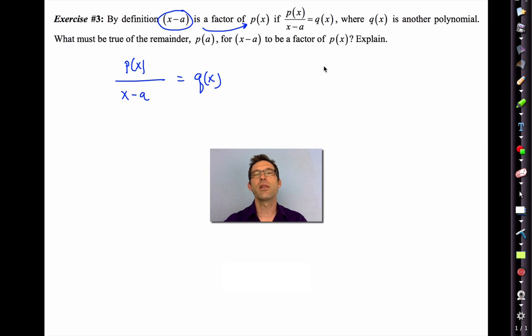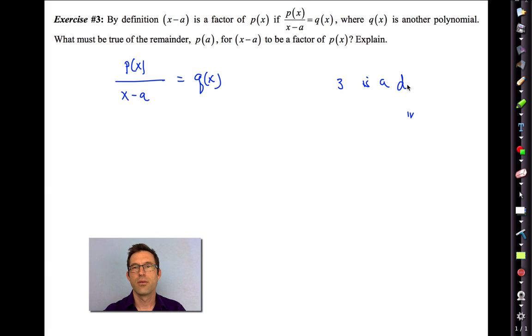All right, this is like saying that 3 is a divisor of 21 because 21 divided by 3 is 7, right? It's not a fraction here, it's a whole number. Same idea here. So by definition, x minus a is a factor of p of x if p of x divided by x minus a is something nice again, another polynomial.